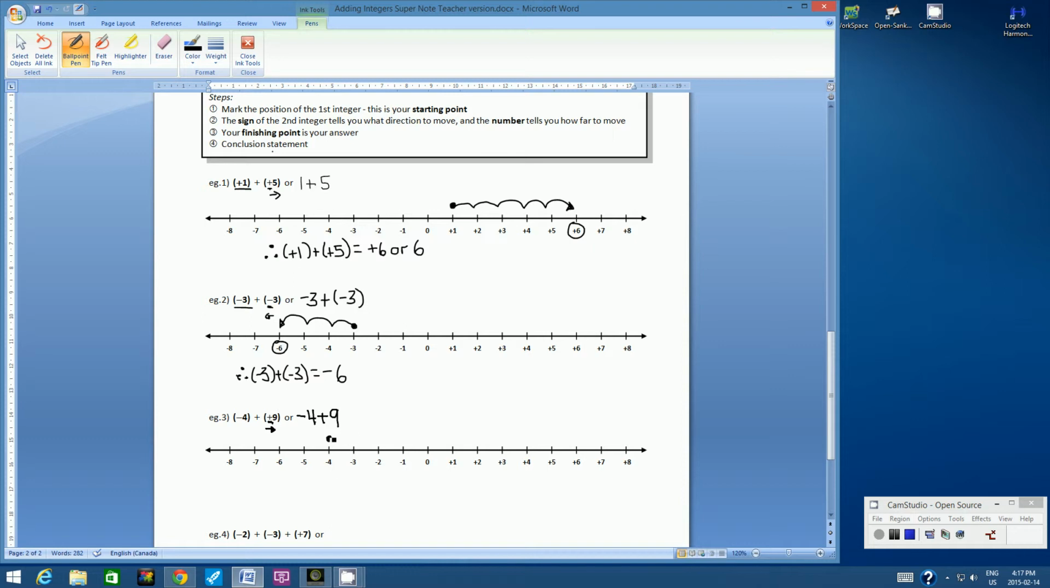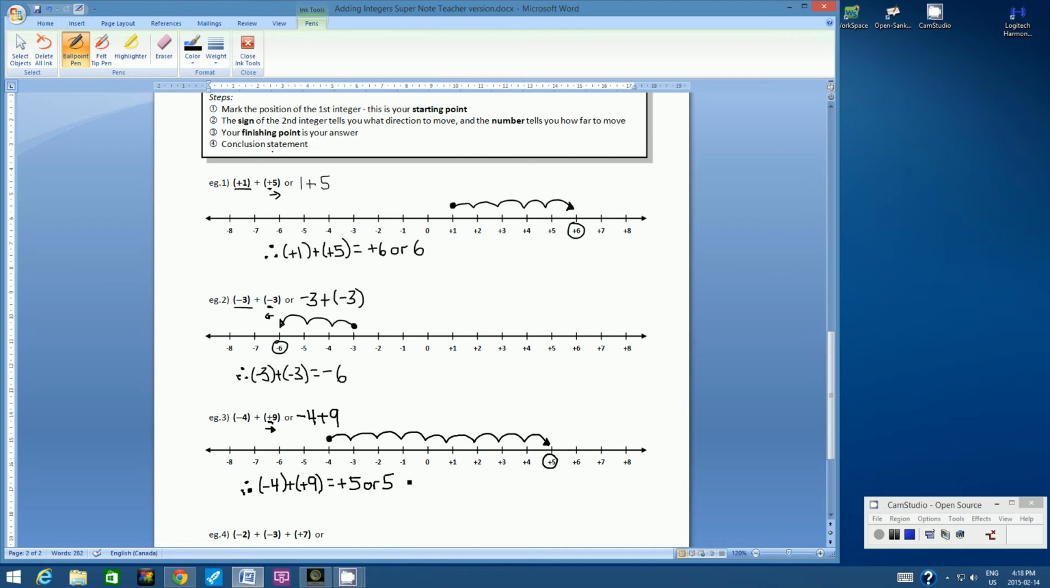So just be careful counting this out, okay? Remember, where you're starting is not a step. 1, 2, 3, 4, 5, 6, 7, 8, 9. Draw an arrow there and then circle your finishing point. So our answer should be positive 5. So let's rewrite that as our conclusion statement. Therefore, negative 4 plus positive 9 equals positive 5, or simply 5 in standard form.